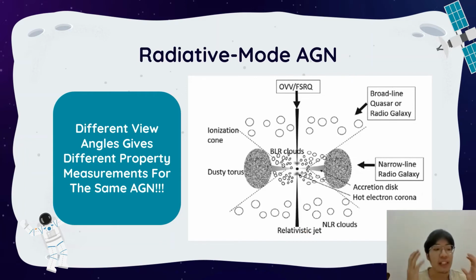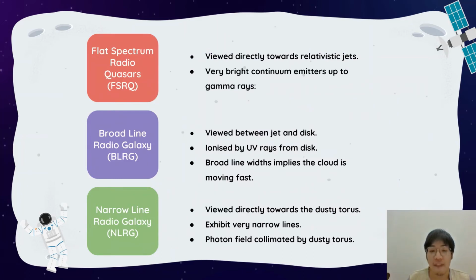The cause of these different classes of AGN is that we have a very different view angle with respect to our line of sight for every AGN. So, if it is viewed directly towards the relativistic jets, we will have a very bright continuum emitter up to gamma rays. So this we will classify as flat spectrum radio quasars, FSRQ.